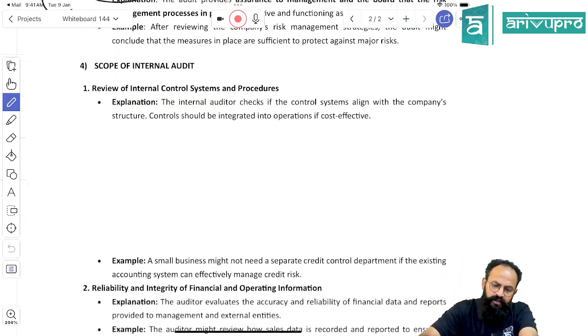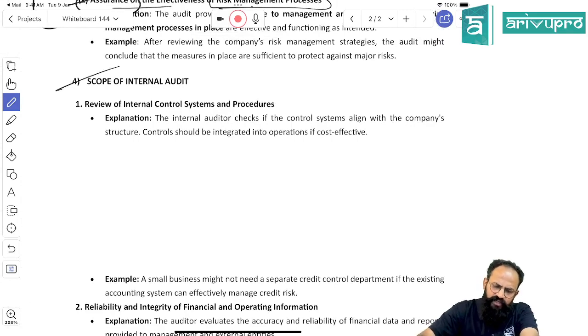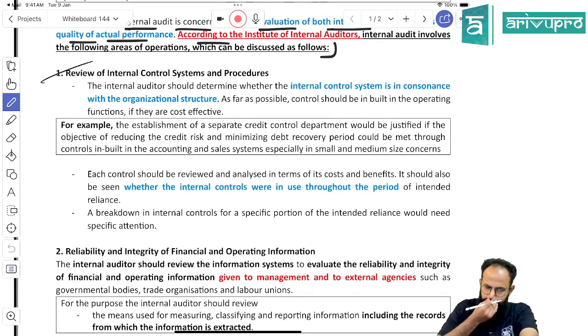Now, see here. If I go into detail on the scope of internal audit, I have tried to break it down so that we will understand it even better. Wherever possible, I have tried to simplify and give you more points. Wherever possible, we'll see it from the book only. I tried to make a chart for this. In your book, they have given it as a paragraph. I have tried to break the paragraph into points in your main material only. Okay, now see here, review of internal control systems and procedures.